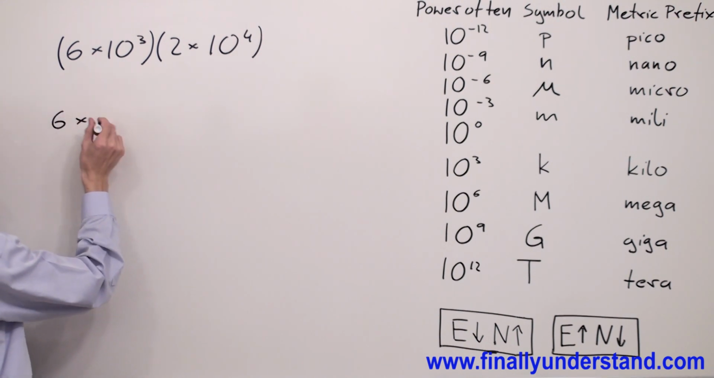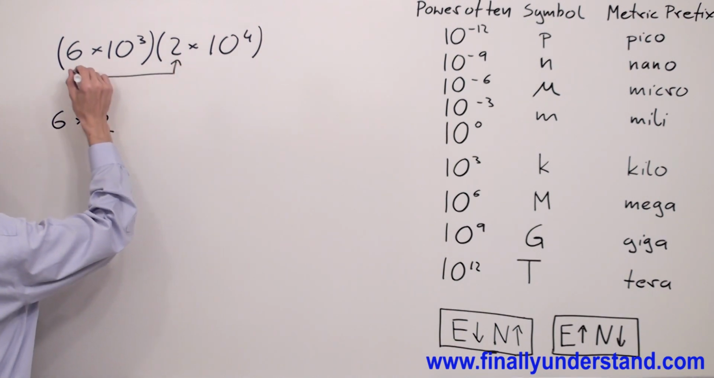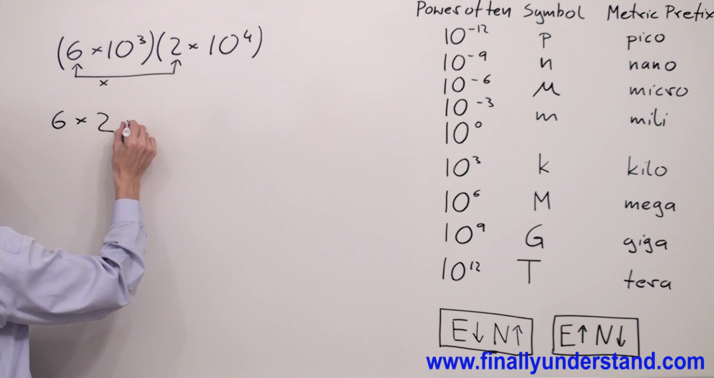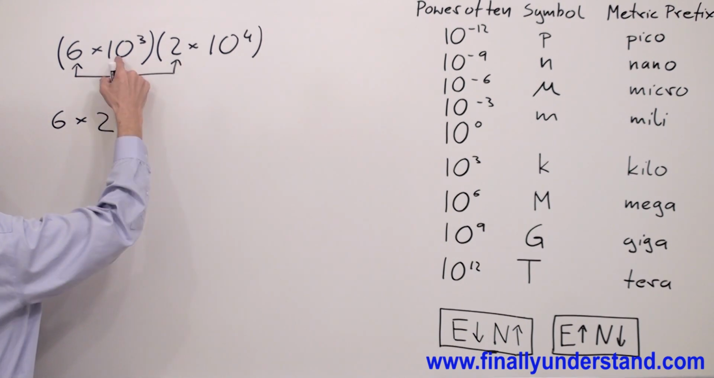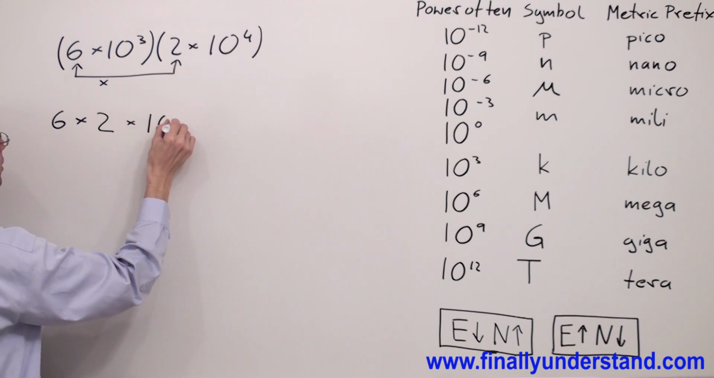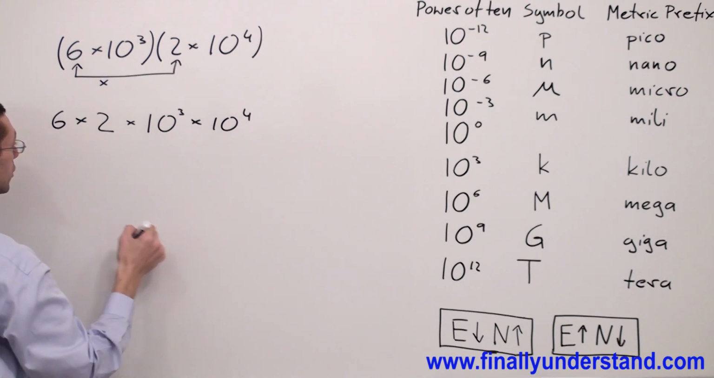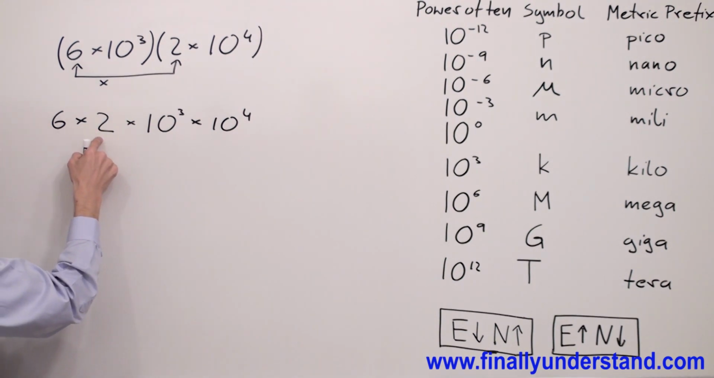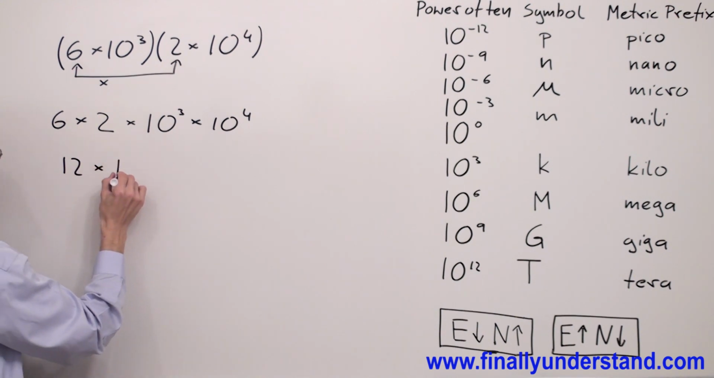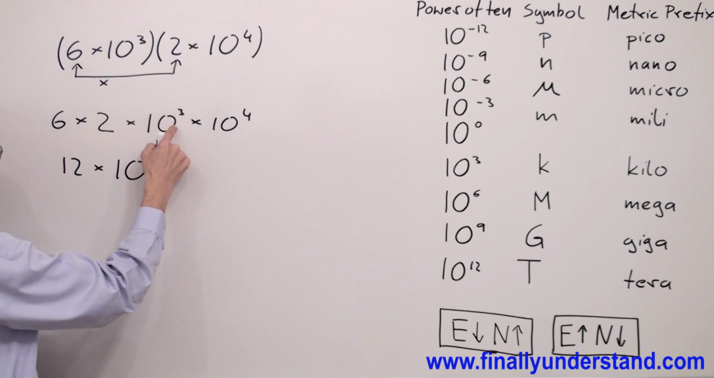6 times 2. We're supposed to multiply these two numbers together, okay? And also I'm supposed to multiply these two powers of 10 together also. So I have 10 to the third times 10 to the fourth. 6 times 2 is equal to 12 times 10, and this time I'm supposed to apply the properties of exponents.